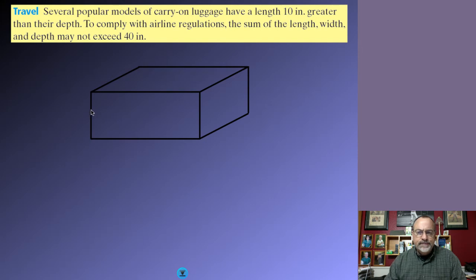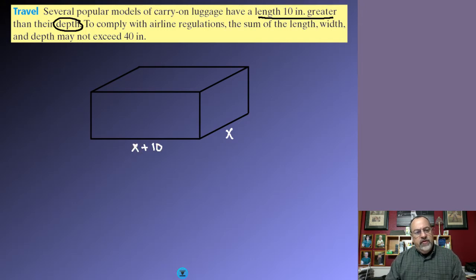So let's walk you through a problem, and hopefully that can serve as a reference for you as you move forward. So it talks about popular models of carry-on luggage, and it says here that they have a length that is 10 inches greater than their depth. Now, whenever you see a comparison like that, we always take the second thing that they talk about, and we're going to make that x. So we're going to make the depth x, because once I know what the depth is, even if it's a variable, I know that the length is 10 inches more than that. So it's very simple to write the length as 10 inches more than the depth. So that gives me those two values.